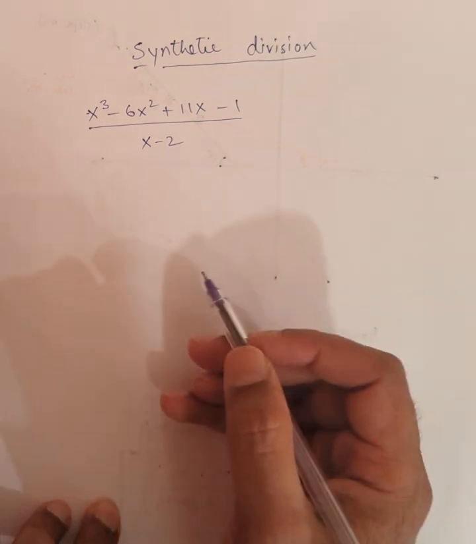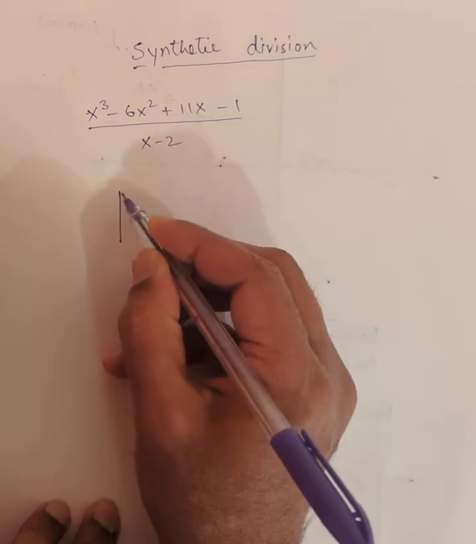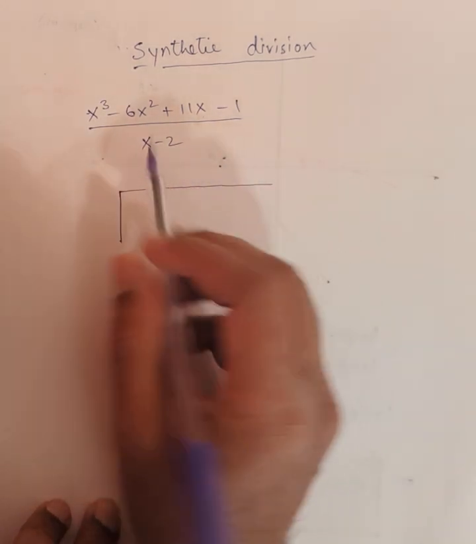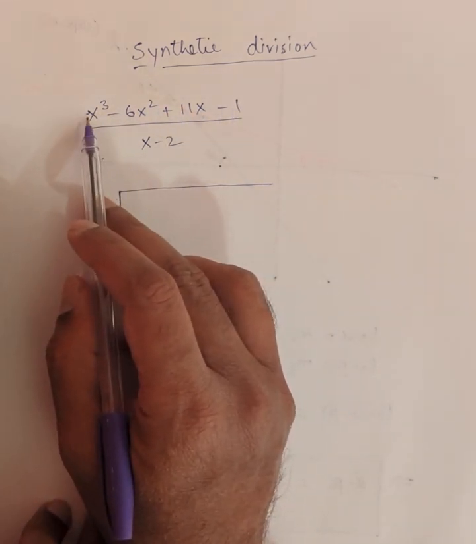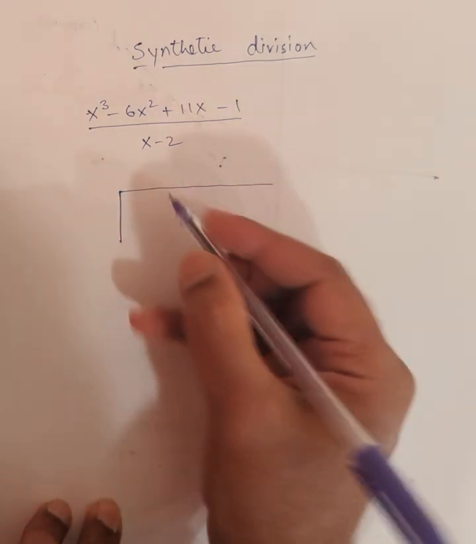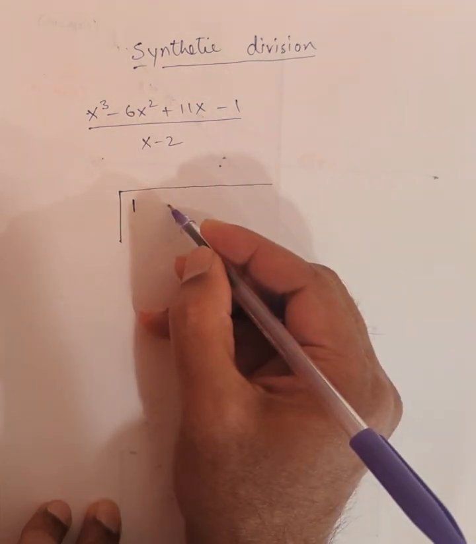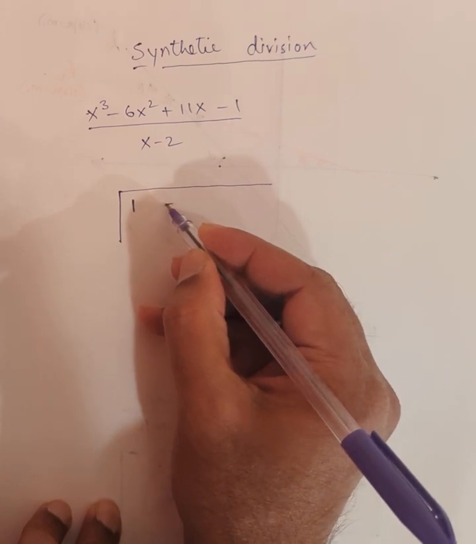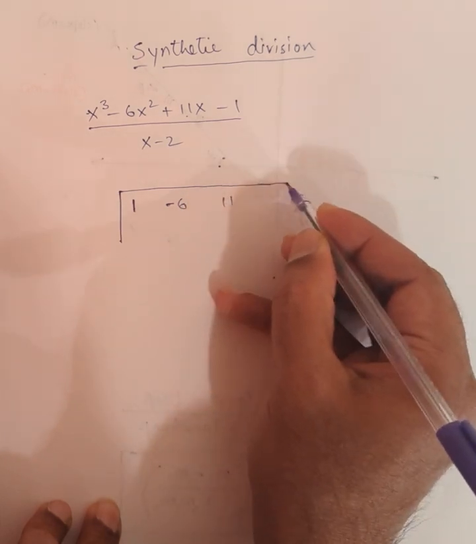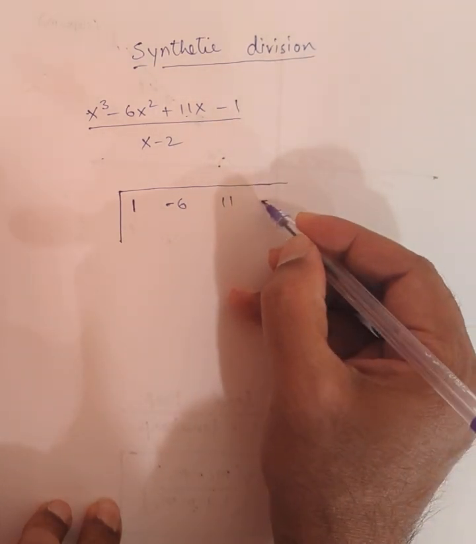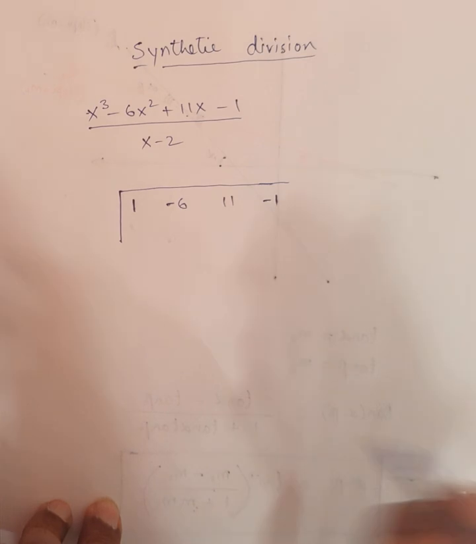In synthetic division, however, we have to keep this in mind. We are not going to write the entire dividend, but only pull the coefficients. What number do you see in front of x cubed? If you don't see anything, that's a 1. Then the next coefficient is negative 6, and be sure to copy the negative part as well. Then the next coefficient is positive 11, and negative 1 is also a coefficient. You want to include the constant term. This is like the coefficient of x to the power 0.